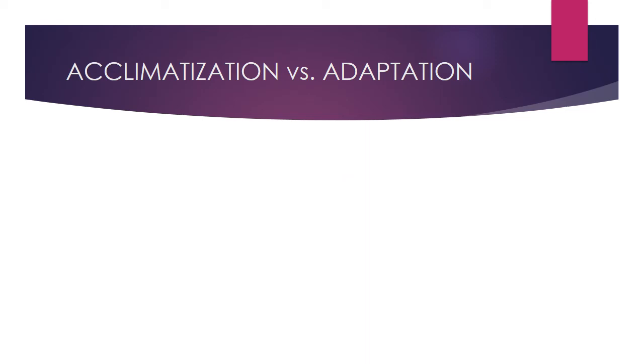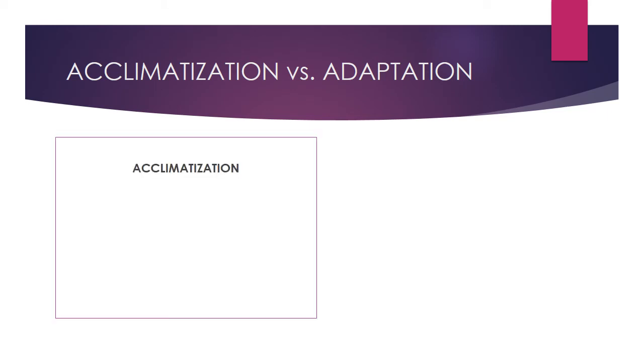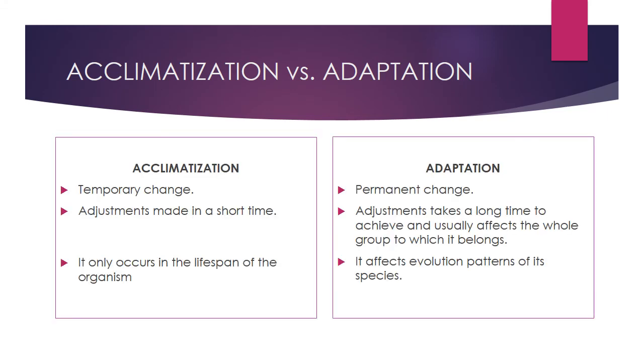Now you may think that acclimatization and adaptation are similar things, because in both cases the changes are made by the body, but yet they are very different. Let's see the differences between acclimatization and adaptation. Acclimatization is a temporary change, while adaptation is a permanent change and it stays on further.